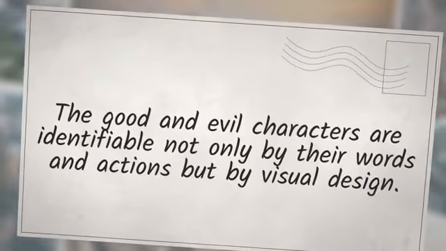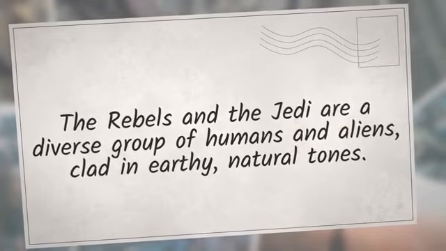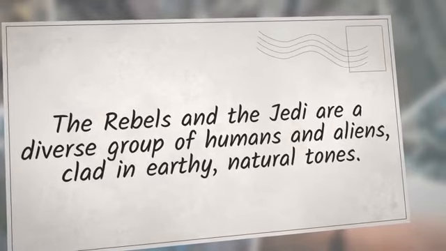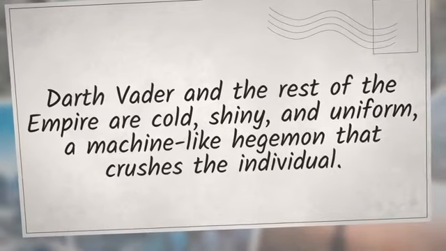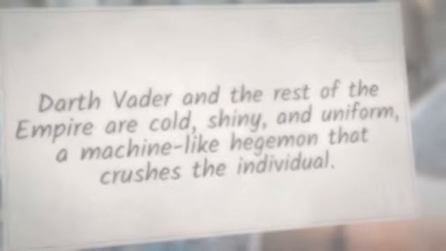The good and evil characters are identifiable not only by their words and actions but by visual design. The rebels and the Jedi are a diverse group of humans and aliens, clad in earthy, natural tones. Darth Vader and the rest of the Empire are cold, shiny, and uniform, a machine-like hegemon that crushes the individual.